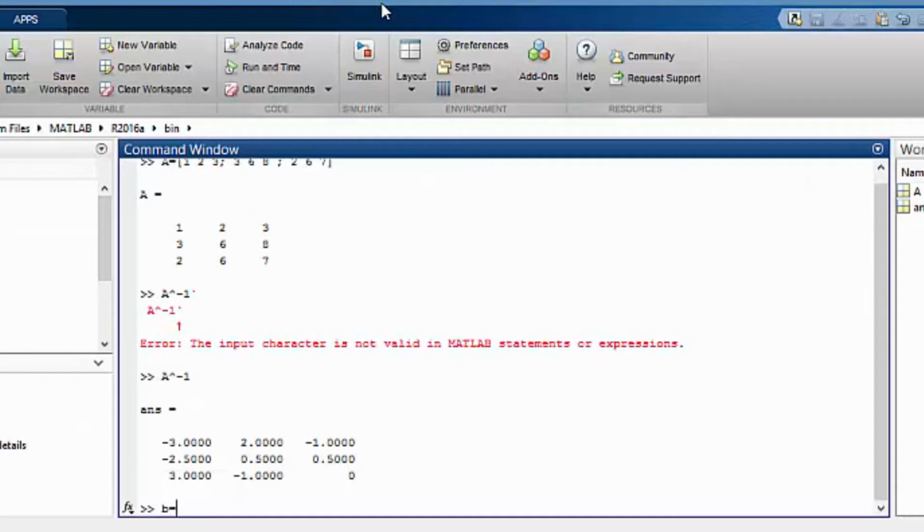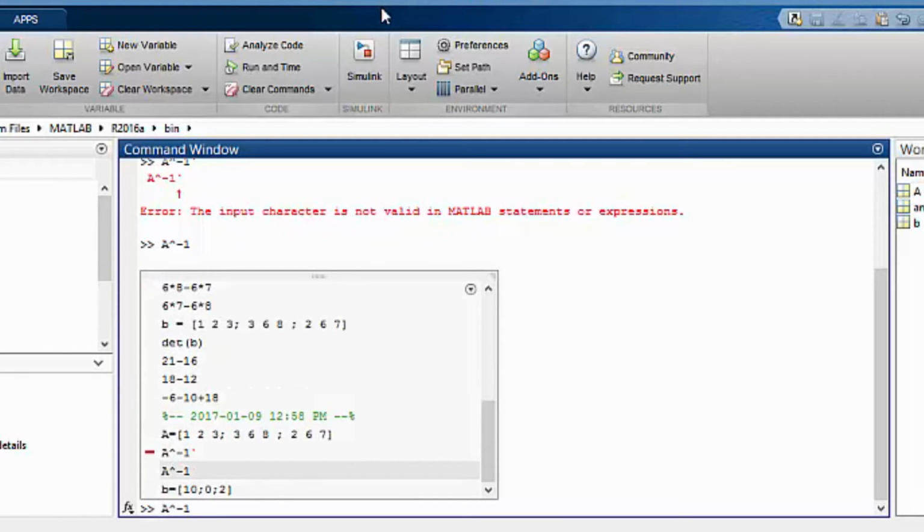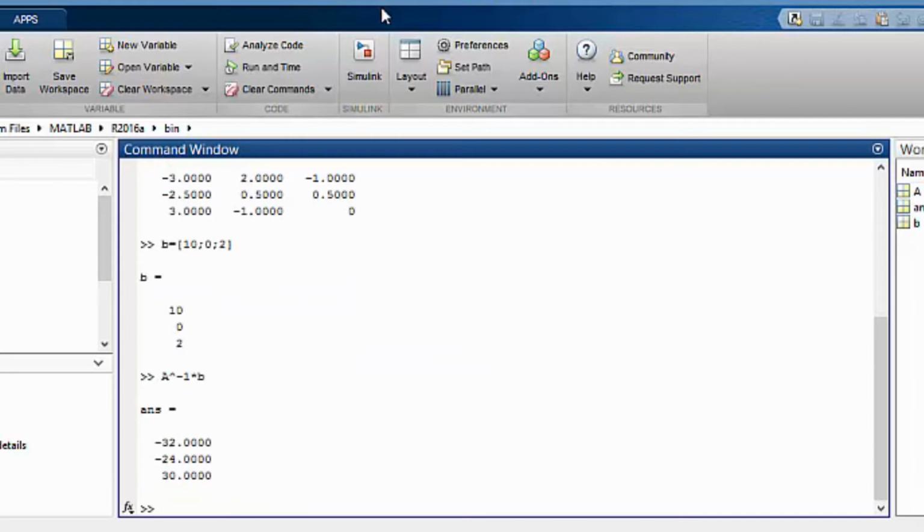Let's call the B matrix as... Okay, and this times B. And these are your solutions. Negative 32 for X, negative 24 for Y, and 30 for Z.